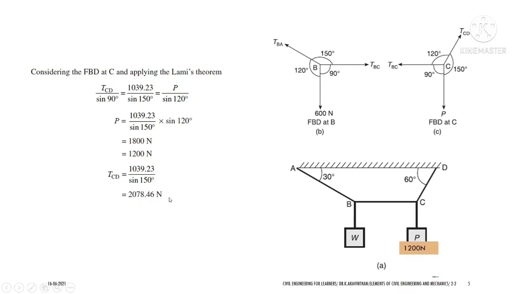Now you have found all the values. P is the solution which you got as 1200 Newton, BC you already got as 1039.23, AB you got as 300 Newton, and CD right now you got as 2078.46. Yes, you got all the values of the forces, so whatever you drew in the free body diagram, you have received those values.